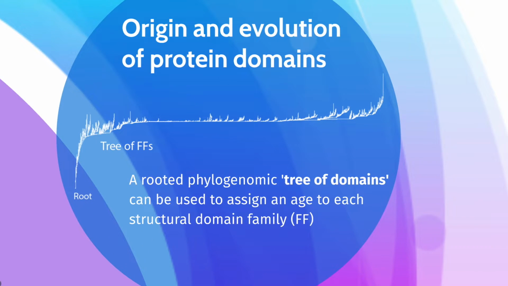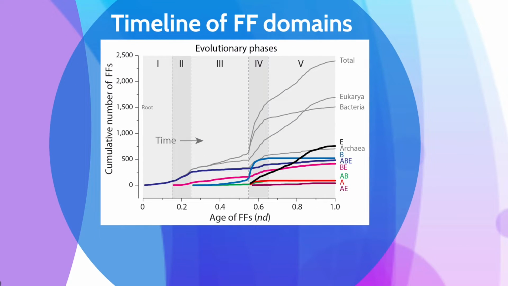To study the origin and evolution of protein domains, a rooted phylogenetic tree of domains is constructed and used to assign an age to each domain family. These ages are then used to build a timeline of domain families which reveal the evolutionary accumulation of domains unique or shared by domains of life. The timeline can be divided in 5 phases.